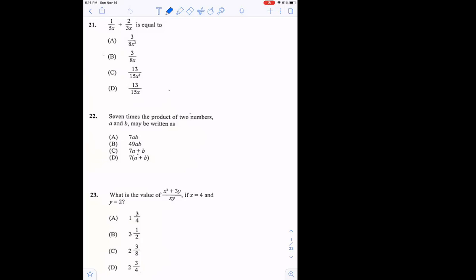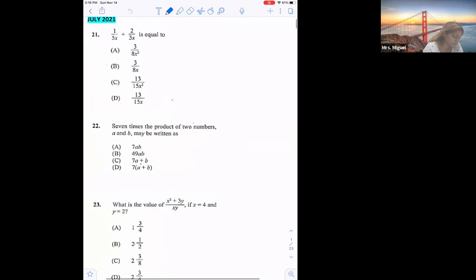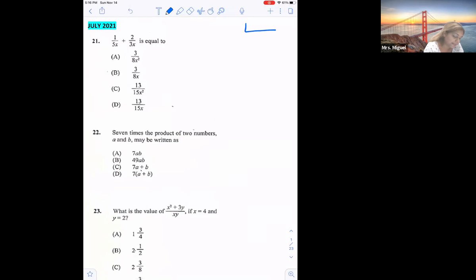All right, let's go. Number 21, 1/5x plus 2/3x. The first thing we need to do is work out the LCM. So the LCM of 5x and 3x. We can try x, we'll get 5 and 3. 5 could go into 5 one time, and 3 could go into 3 one time. So the LCM is 15x.